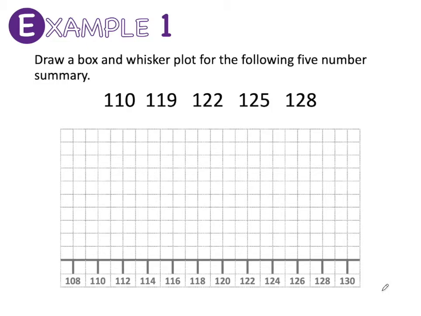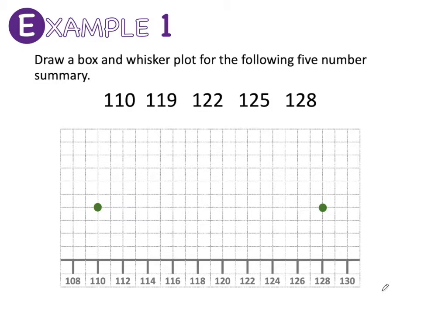So to draw the box and whisker plot, start off by putting a little dot where your smallest value is. So for us, that's going to be 110. Then put a dot where your largest value is, which is going to be 128. Now we draw lines in.